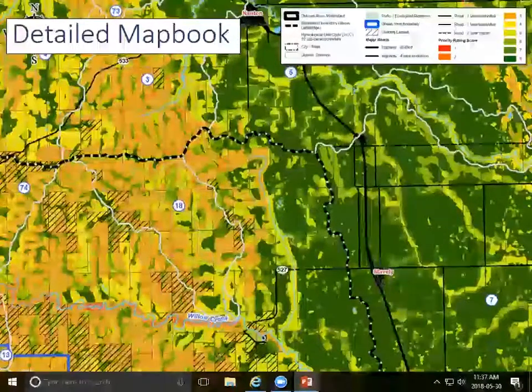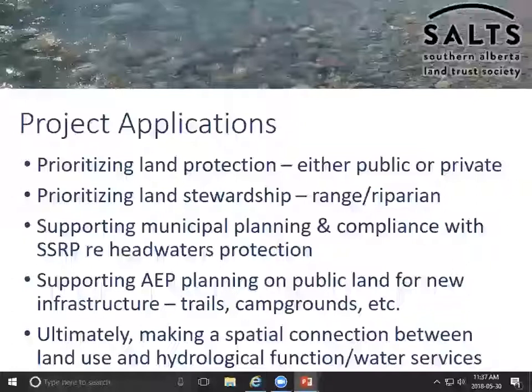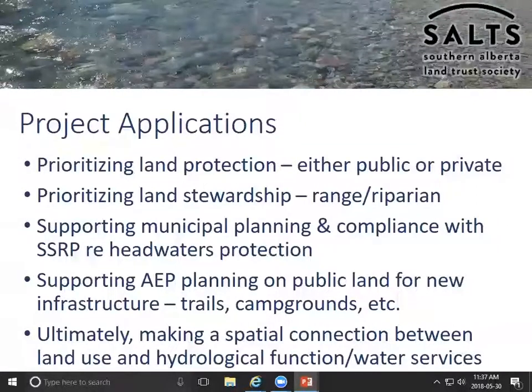So this is the kind of level of detail that I was hoping for in this project, to allow us to really understand where to focus our priorities. So in terms of applications, and I'll try and wrap up here quickly, obviously a big one for us is to say which areas of the landscape we want to go after to do conservation easements on to reduce fragmentation. It also helps people like Cows and Fish to say, we want to work with this rancher around off-stream watering and to improve riparian health, because this particular property has really high value from a water standpoint.